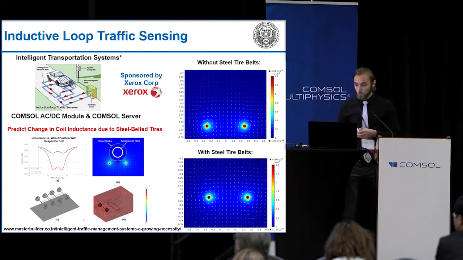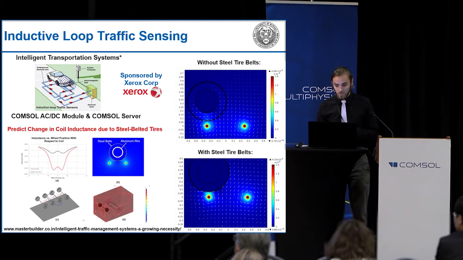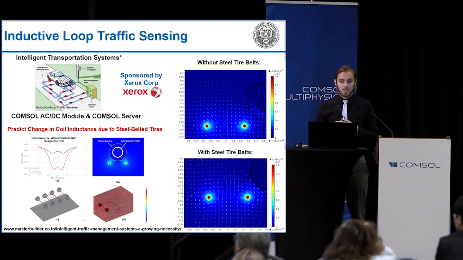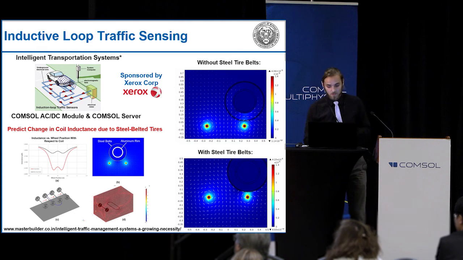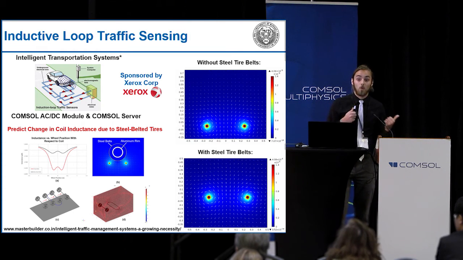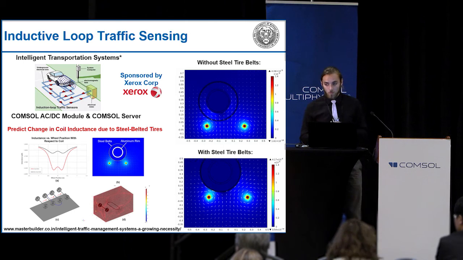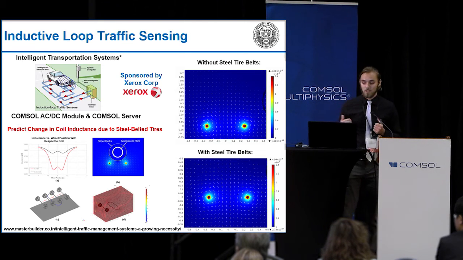So the question that was really posed in our part of the research is, do steel belts have an effect on the sensing mechanism of the loop? Steel belts are something that was used in old style tires in vehicles, where the steel belts were used for structural support of the tire.